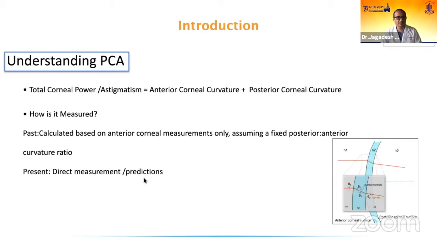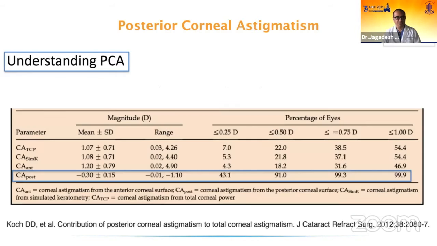Earlier, when you look at the total corneal power or astigmatism, it's the sum of the anterior and posterior corneal curvature, or the power in these two surfaces. Earlier, it was calculated assuming that the anterior and posterior curvature ratio was fixed. But this is not true. Nowadays, we directly measure it, or we do have predictions available for IOL power calculations.